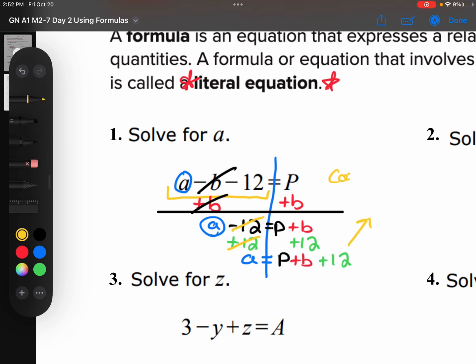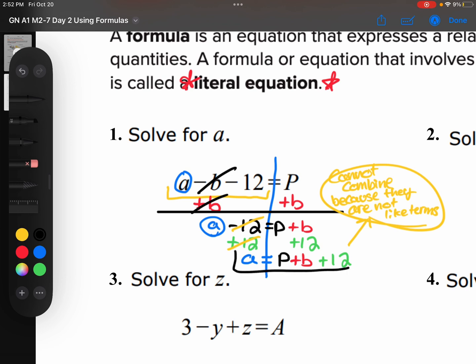So we cannot combine them because they are not like terms. Okay, so that's why that side is a whole bunch of letters and numbers. They cannot combine. But at the end of the problem, what you need to ask yourself is, did you solve for a? And if you did, then you're good. So that's your answer. Okay?